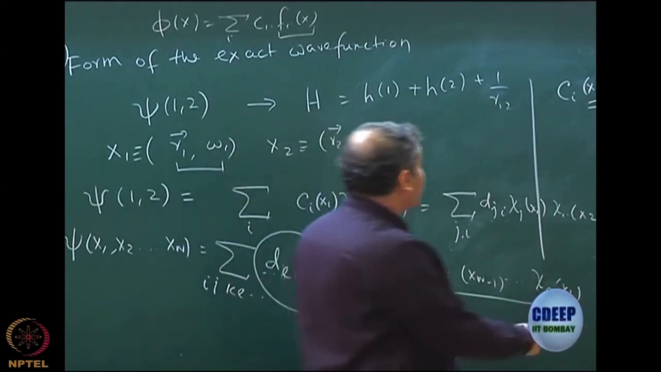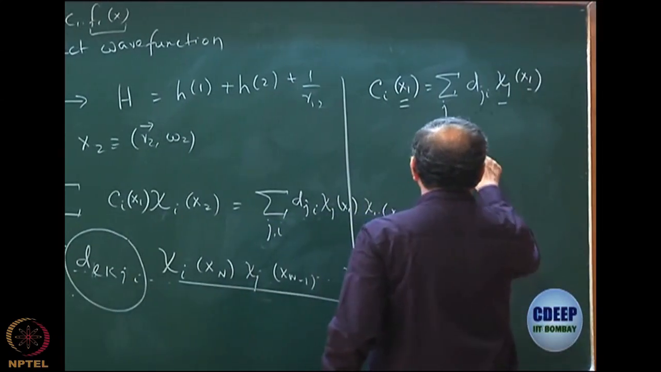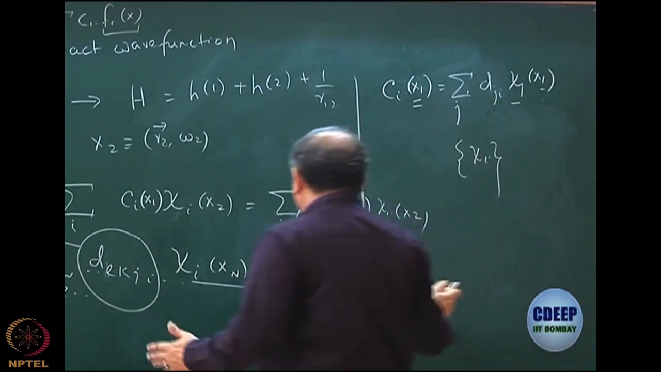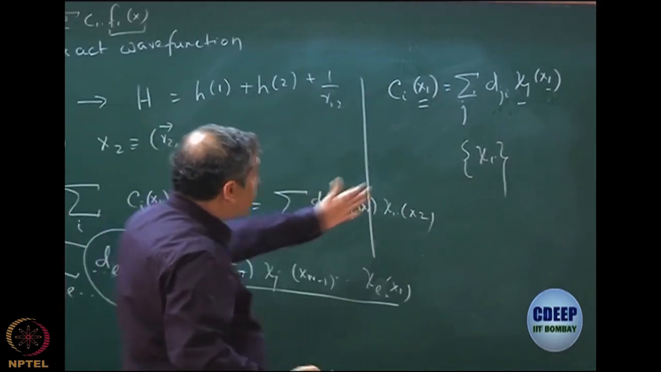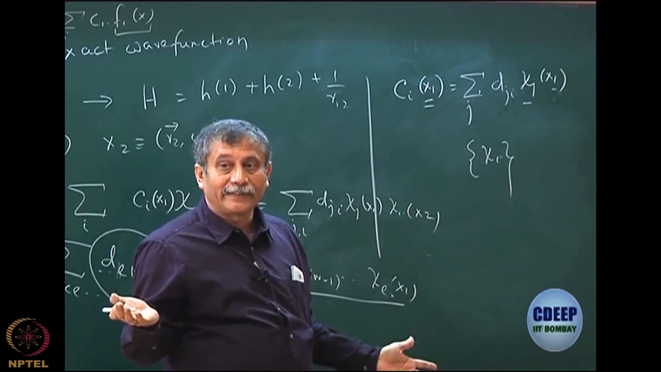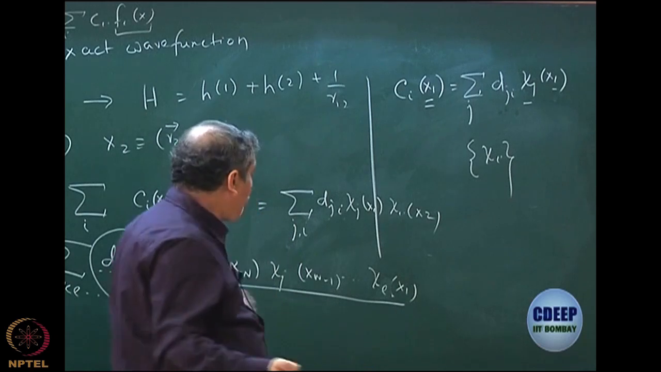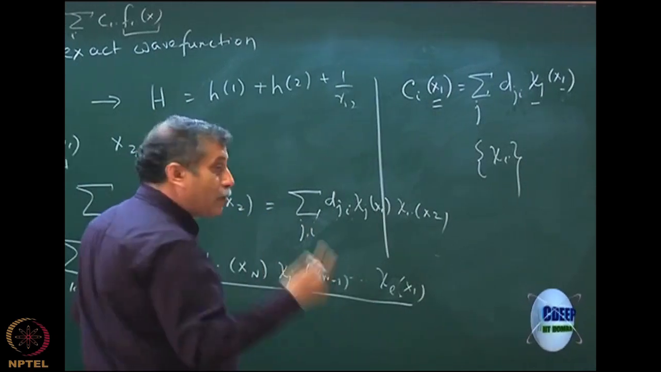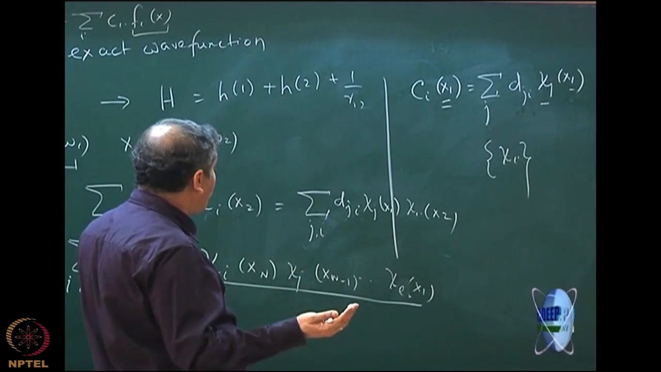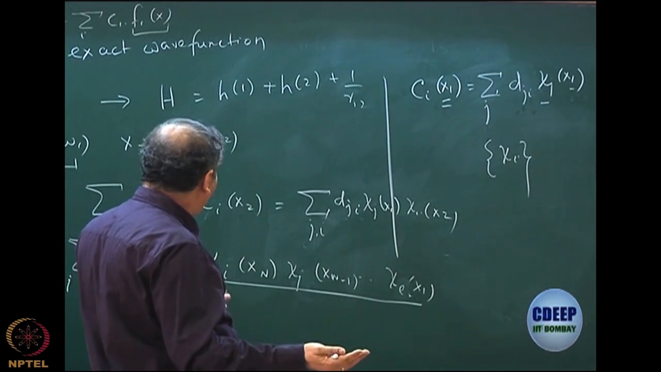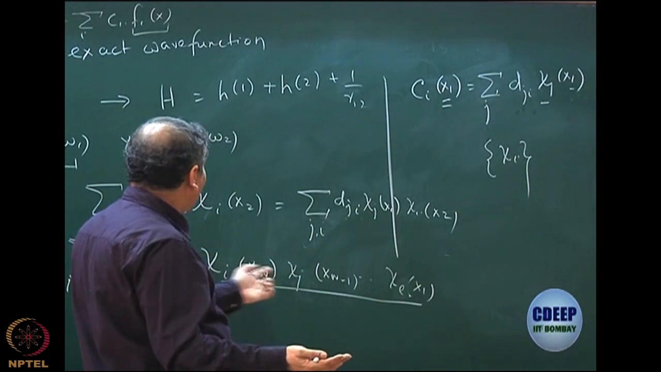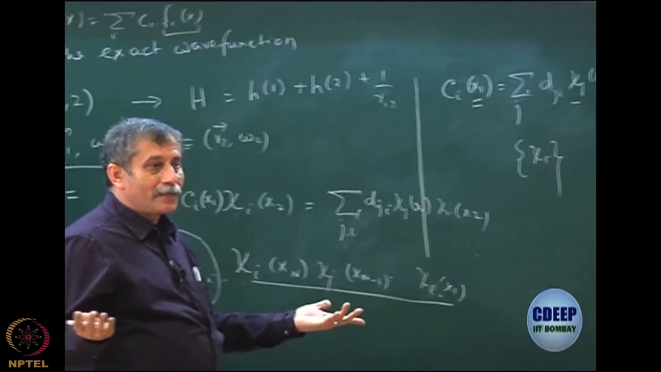So I have a basis function chi i. So from this chi i I continue to multiply. Remember, the number of basis functions is much more than capital N. So I can keep on multiplying. It is not that I have only one product. If of course you have n functions and an n electron problem, you will ask me, what can I do? Chi 1, chi 2, chi 3, etc., chi n.